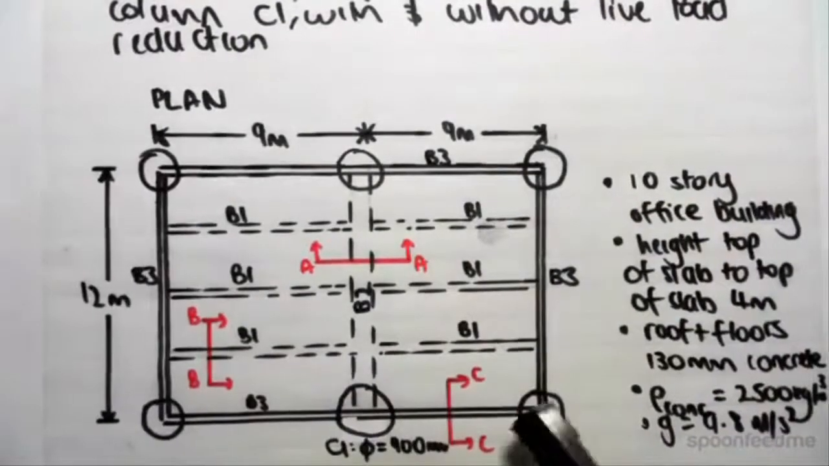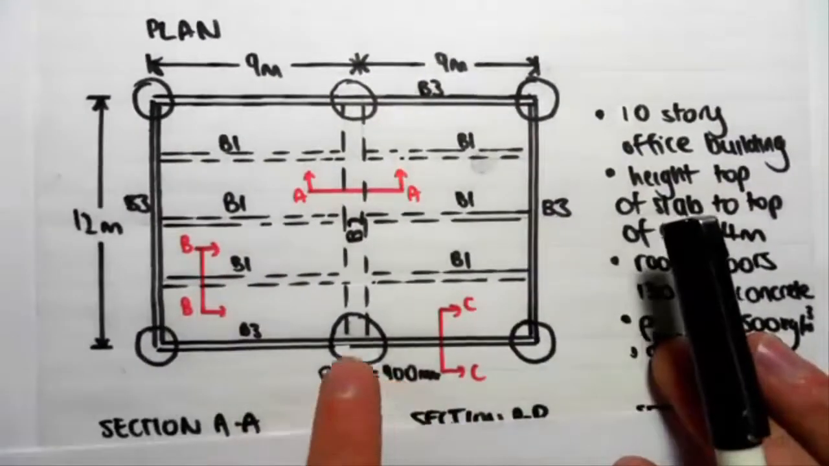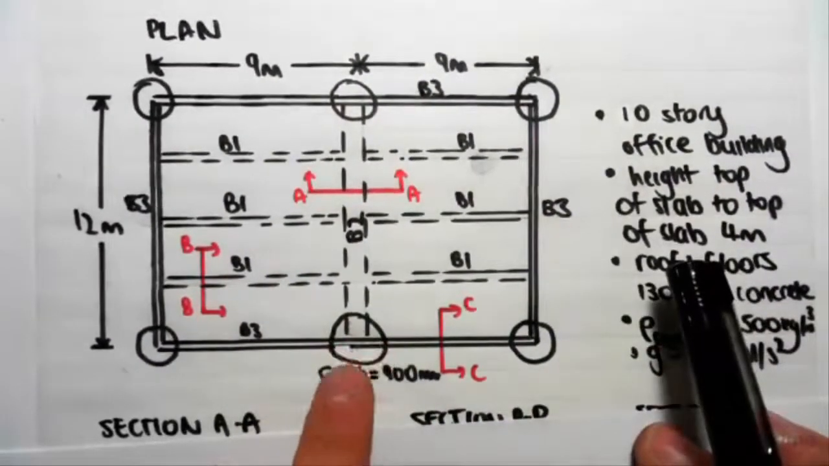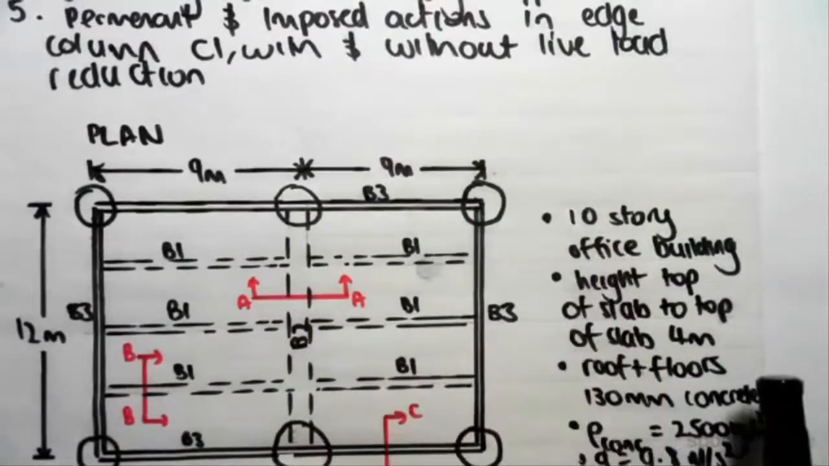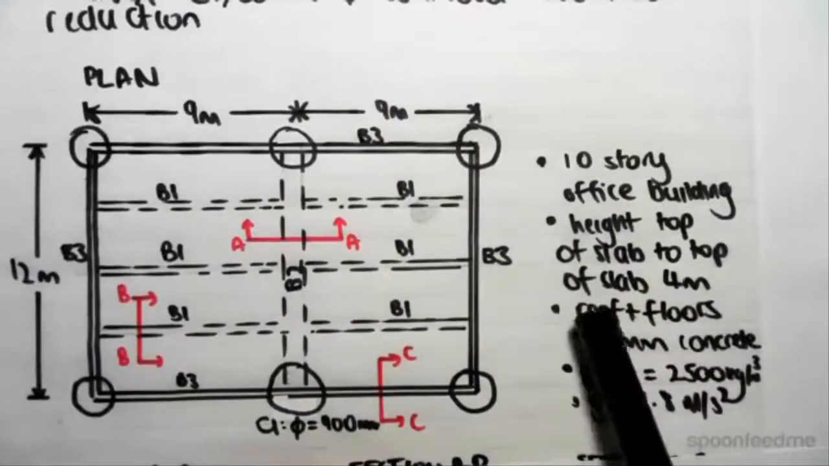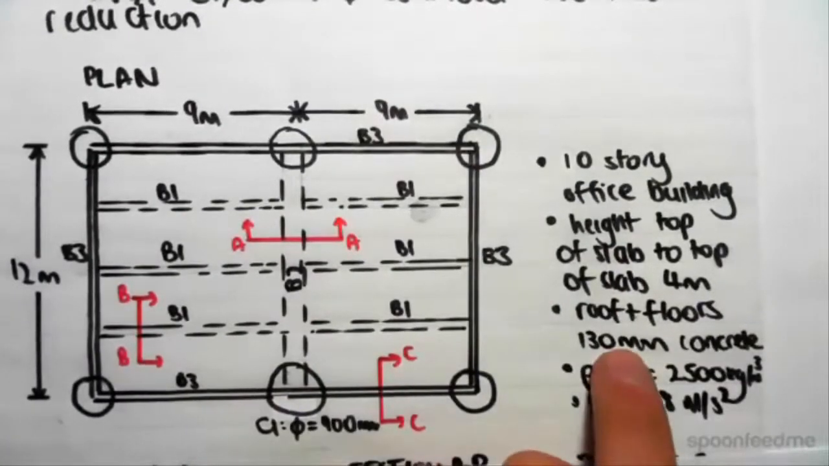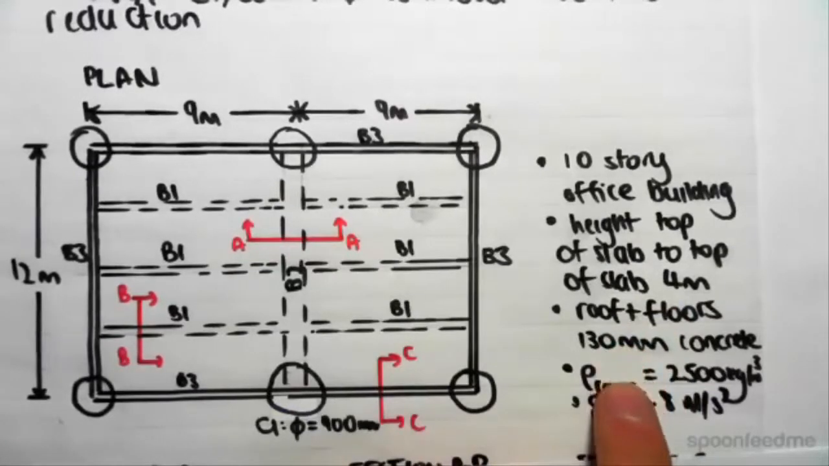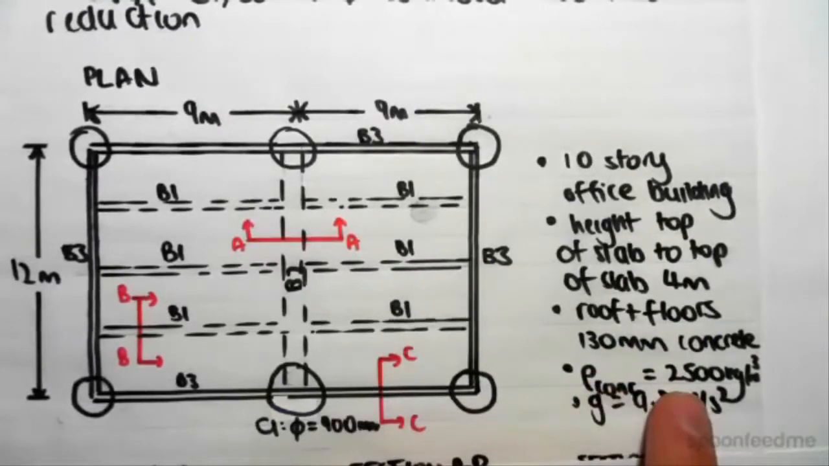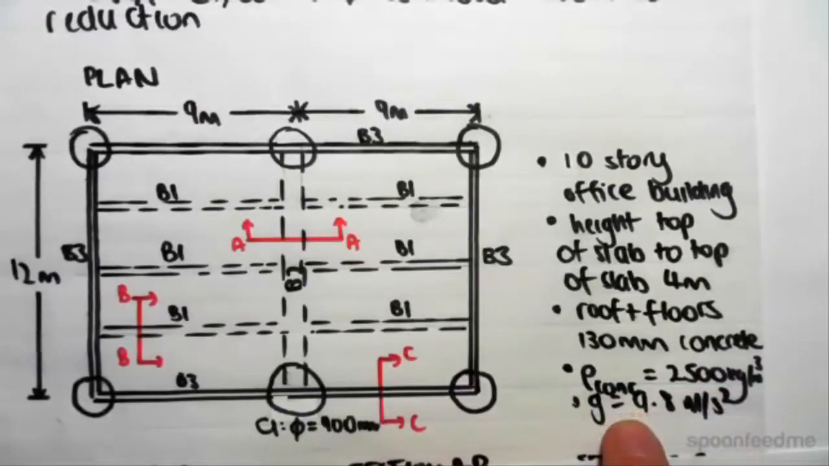And there are columns with 900 mm diameters at these edges, and this is column C1, the edge column we're eventually going to be finding. So it's a 10-story structure. It's an office building. The height from the top of the slab to the top of the slab above is 4 meters for the roof and floors. For the roof and floors, there is a depth of 130 mm for the concrete. The density of reinforced concrete is given as 2,500 kilograms per meter cubed, and we're given the gravity as 9.8 meters per second squared.